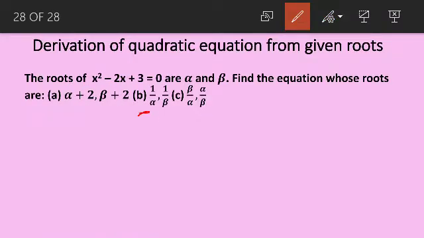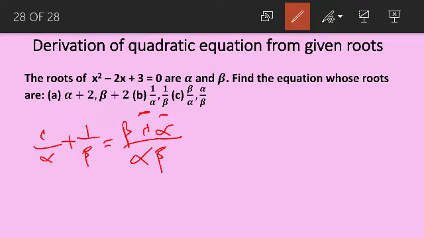We are given the roots of the equation to be 1 over alpha and 1 over beta. So we can find the sum of the roots, which is 1 over alpha plus 1 over beta. If we find the LCM, we are going to get alpha beta, so here will be beta plus alpha. Okay, alpha plus beta is 2, alpha beta is 3, so that gives us 2 over 3. So the sum of the roots is 2 over 3.